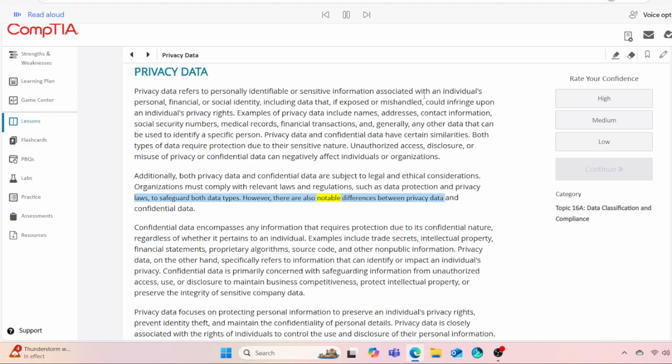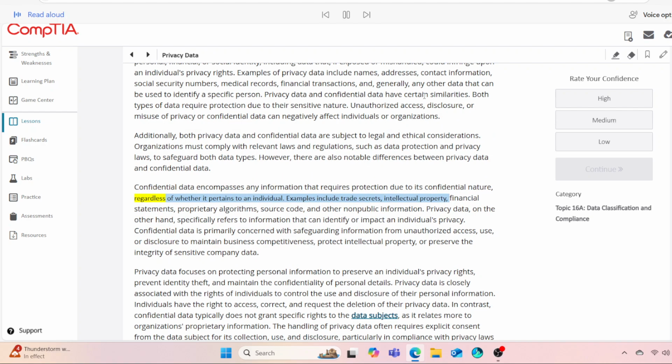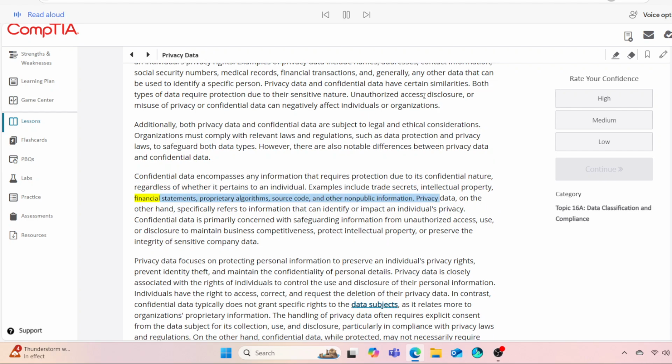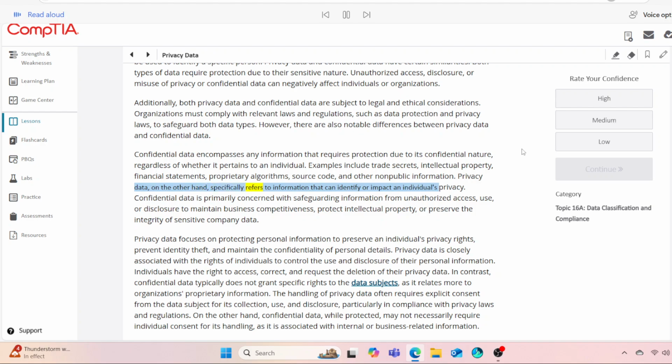However, there are also notable differences between privacy data and confidential data. Confidential data encompasses any information that requires protection due to its confidential nature, regardless of whether it pertains to an individual. Examples include trade secrets, intellectual property, financial statements, proprietary algorithms, source code, and other non-public information. Privacy data, on the other hand, specifically refers to information that can identify or impact an individual's privacy.